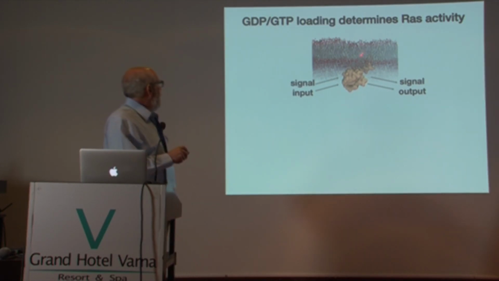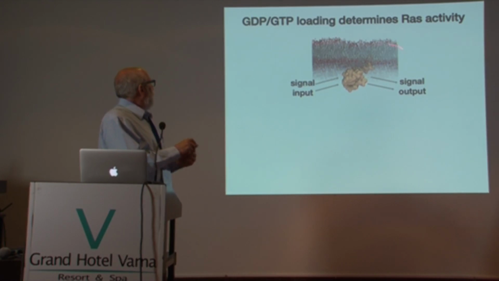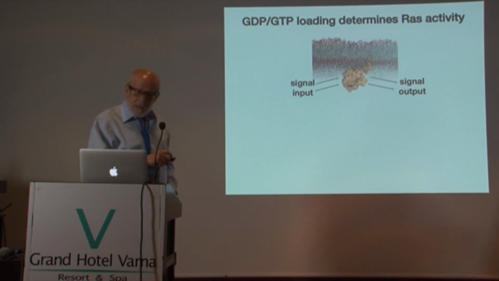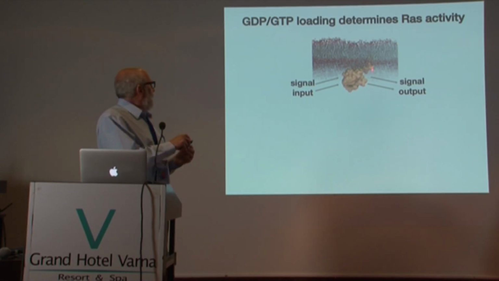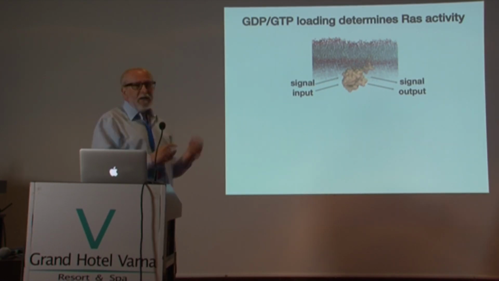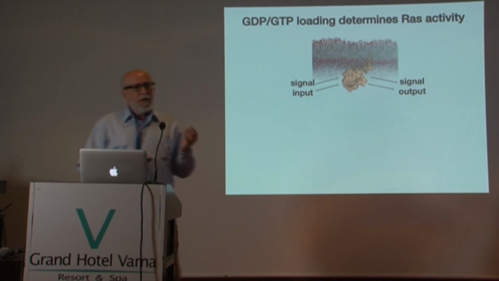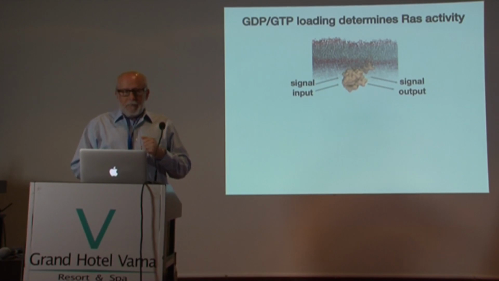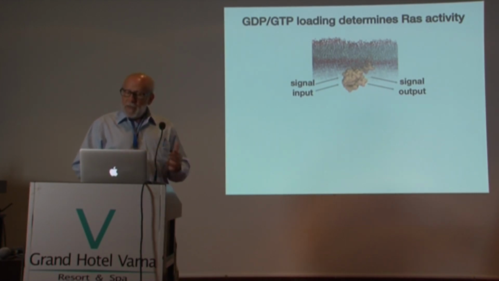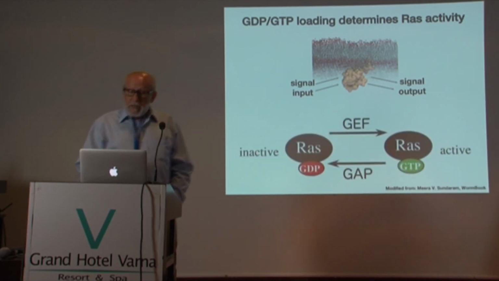So here is a cartoon of a KRAS on a lipid bilayer. Here I just show signal input and signal output, because it's a signaling protein. And this section in here is called the hypervariable domain. This hypervariable domain, I'm going to show you, is very relevant for the interaction.